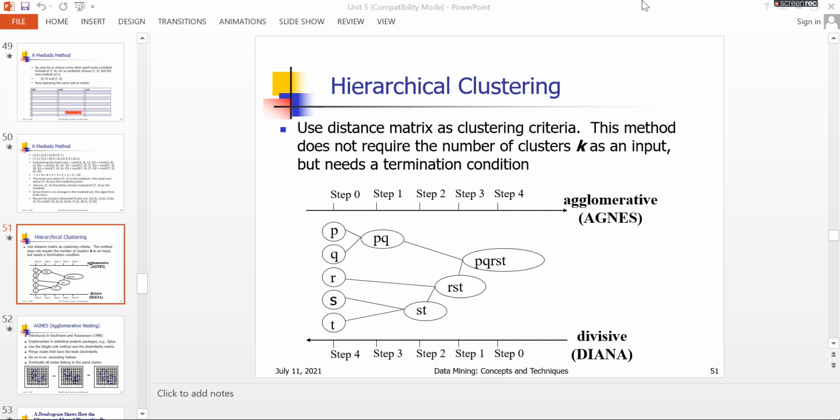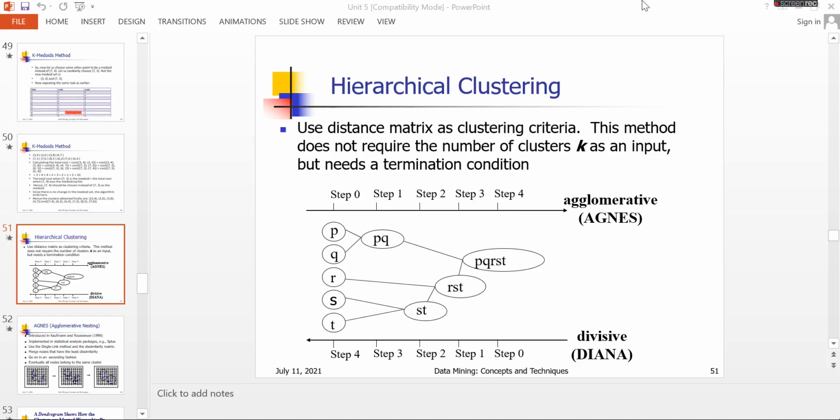First we will see the agglomerative method. Agglomerative, the name itself indicates, is nothing but combining. In step 0 we have P, Q, R, S, T, 5 objects. In step 1, P and Q are combined and form a cluster as PQ. Next, in the first step, R, S, T remain the same.